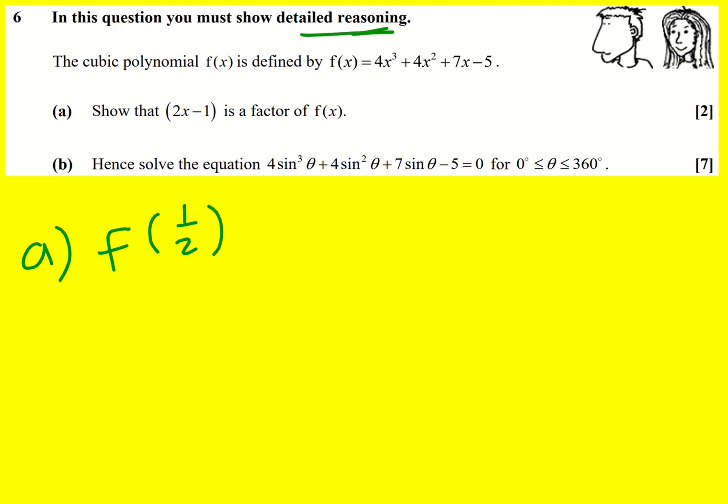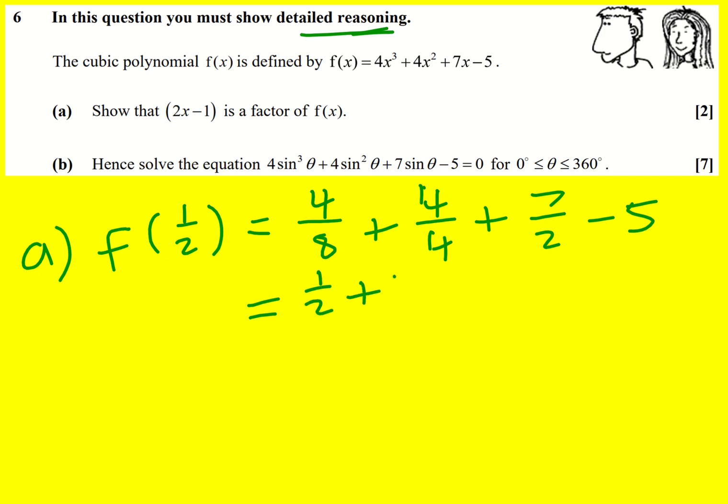It does say show detailed reasoning, so I'm expecting to get 0, but I need to show where that's coming from. So I'm going to cube a half, which is 1 over 8, so it's going to be 4 over 8. Square a half, which is 1/4, so it's 4 over 4. Then it's going to be plus 7 over 2 minus 5, so it's going to be a half, plus 1, plus 3.5. Sorry, that's not 2.5, it's 3.5. 7 over 2 minus 5, and that's enough for me to say it's equal to 0.